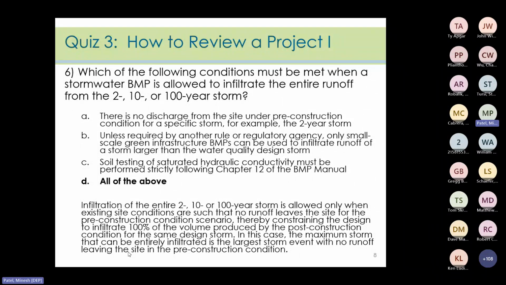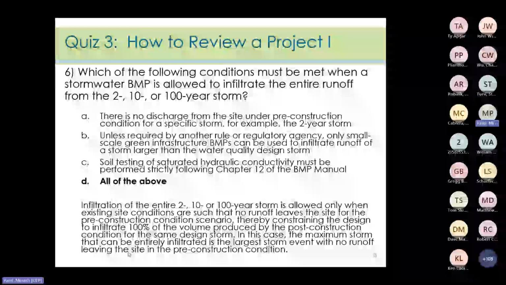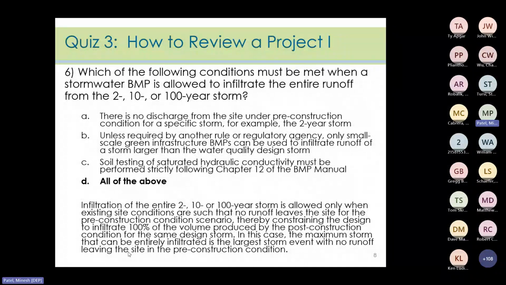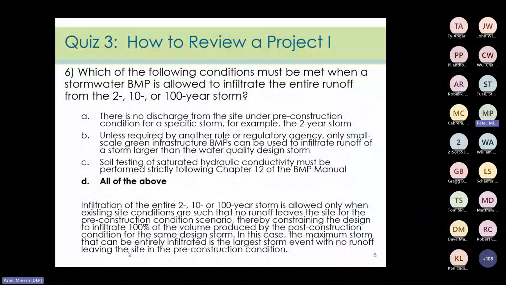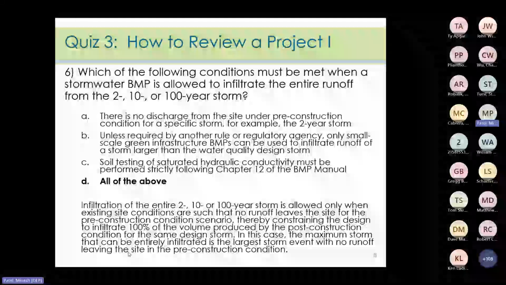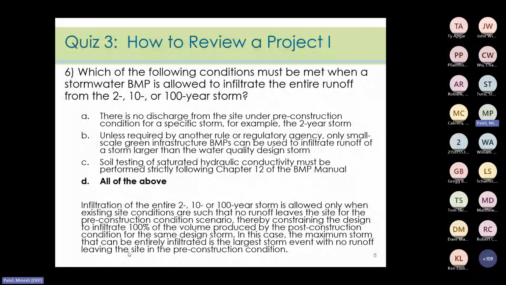The maximum storm that can be entirely infiltrated is the largest storm event with no runoff leaving the site in the pre-construction condition. So for example, if there's no runoff for the pre-construction 10-year storm, but there is for the 100-year storm, then for the proposed condition, the maximum design storm that can be fully infiltrated is the 10-year storm.